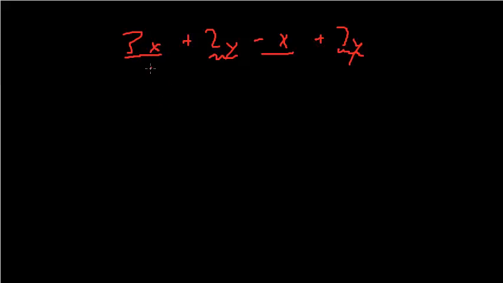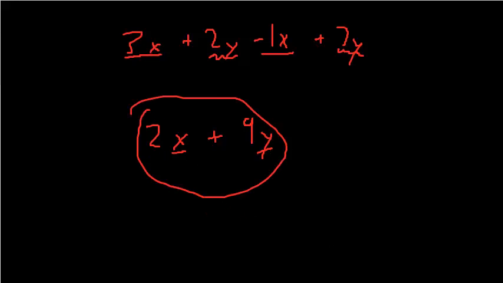Thanks to the commutative property, I can add things in any order. So this 3x minus x, I can do that all in one step, even though there's a 2y in between it. 3x minus x, this is the same as minus 1x. So 3 apples minus an apple gives me 2 apples or 2x. Then 2y plus 7y again, I have a positive 9y. And now this is my simplified form. I cannot simplify any further because they have different variables here. So this is my simplified answer.